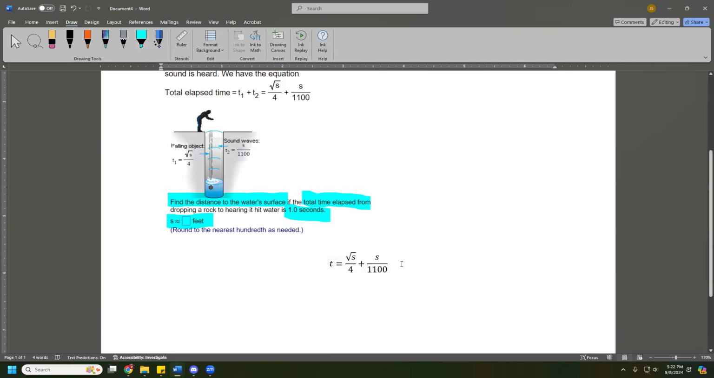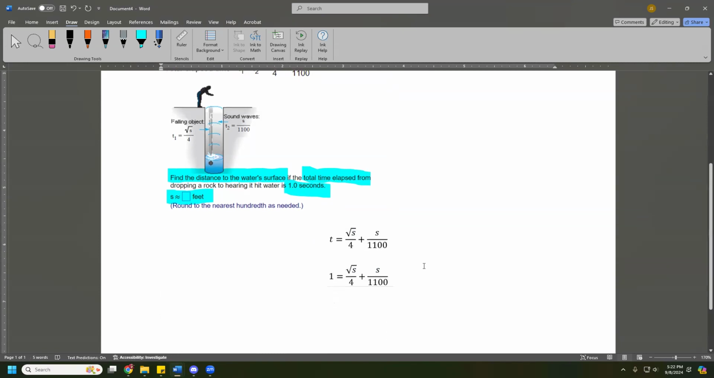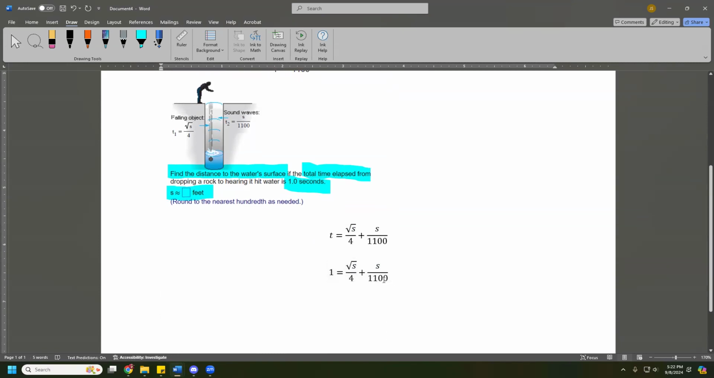So what they're basically telling you is this is your time over here, T for time. S is your distance. It's saying find S when your time is 1. So all I'm going to do is take this and set it equal to 1. Now, I'm going to be honest, this is solvable by hand. However, you probably just want to do this by a calculator, especially because this is round to the nearest hundredth.